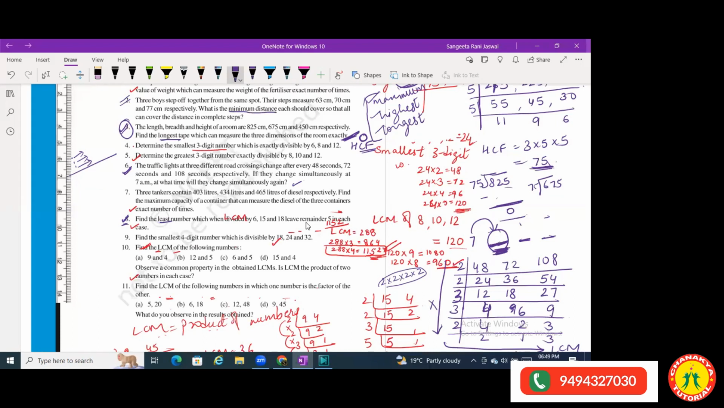So what will you do in this? LCM. Minimum distance it will cover, so that all should cover it in complete steps. No one's step should be incomplete. All should cover the distance in complete steps. So the word minimum is written, so you will find the LCM in this.